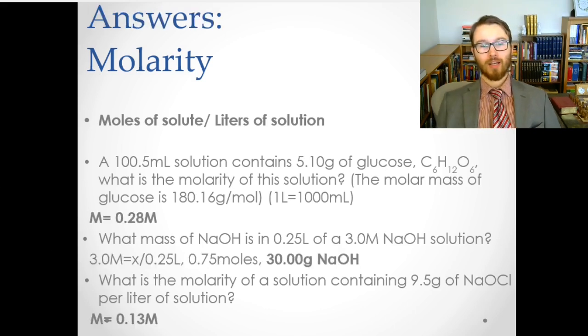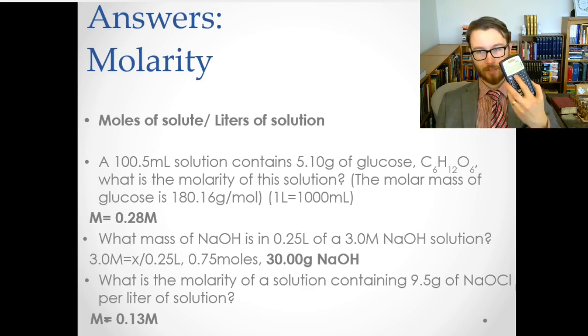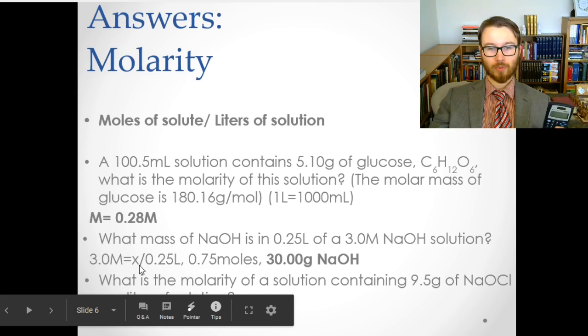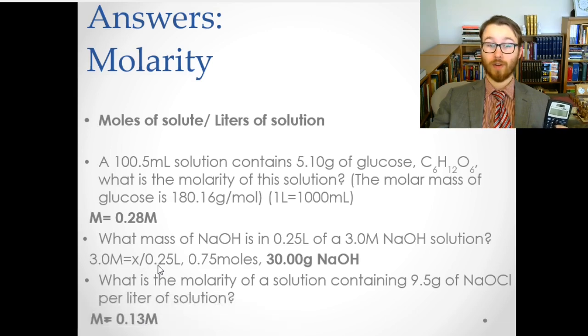All right, the first one, 0.28 molar. That's because 5.1 divided by 180.16 divided by 0.1005 is 0.28. I had to do all that on my calculator. You can do it on yours. Secondly, we find that it's 30 grams. I gave you a little bit of work here. 3 molar equals x divided by 0.25 liters. Well, that means x is 0.75 moles. 0.75 times 22.99 plus 16 plus 1.01 off the periodic table is 30 grams, 30.00 even. Neat how those work out when you write them yourself.